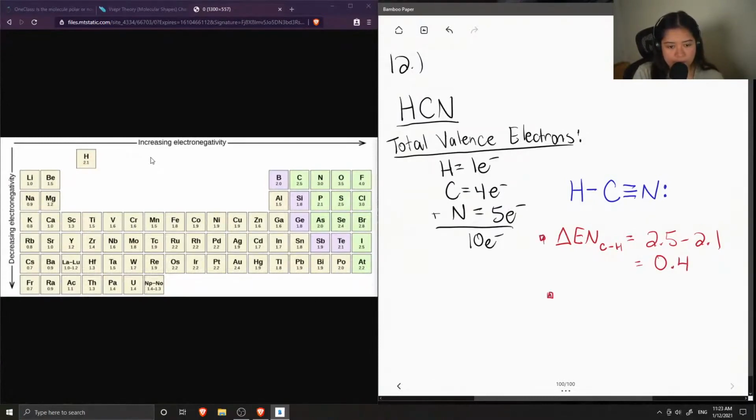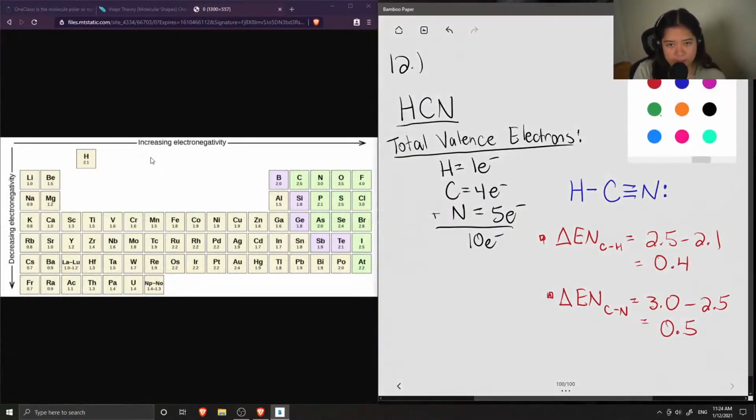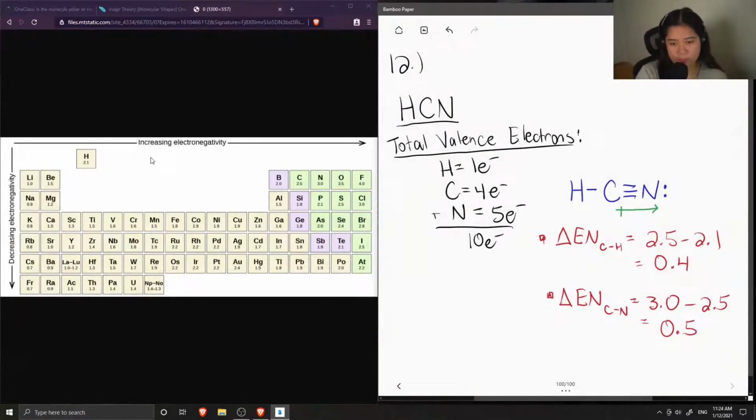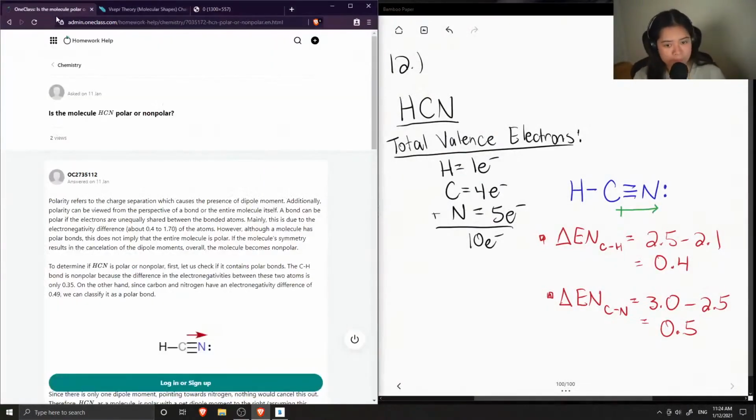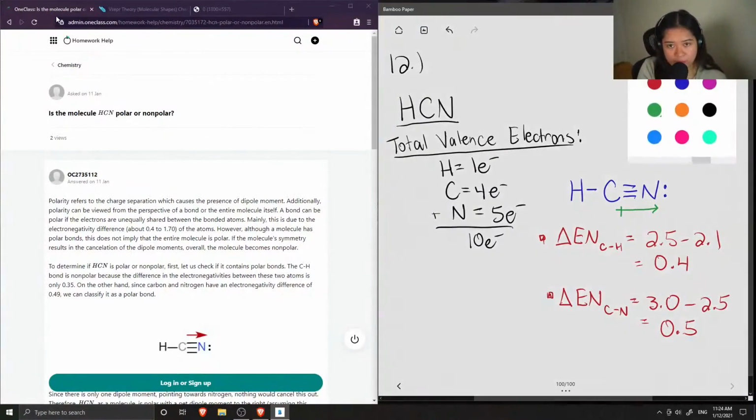And now let's do the same thing for the carbon and nitrogen bond. So carbon is 2.5 and nitrogen is 3. So it is slightly more electronegative than the carbon-hydrogen bond. So I'm going to show a dipole moment pointing towards the direction of the nitrogen. And because we have a non-zero dipole moment, this means that this molecule is polar.